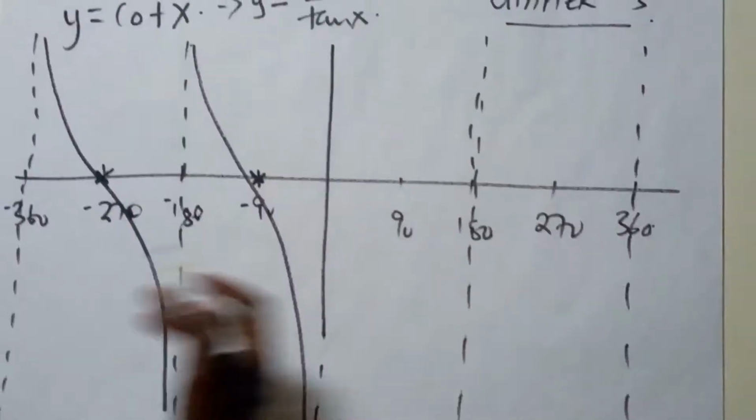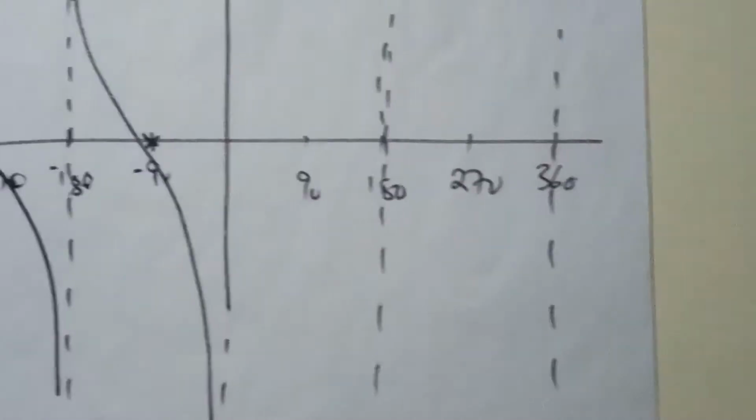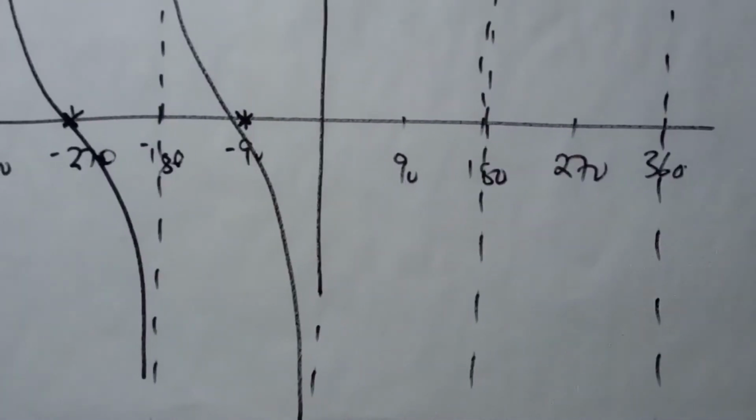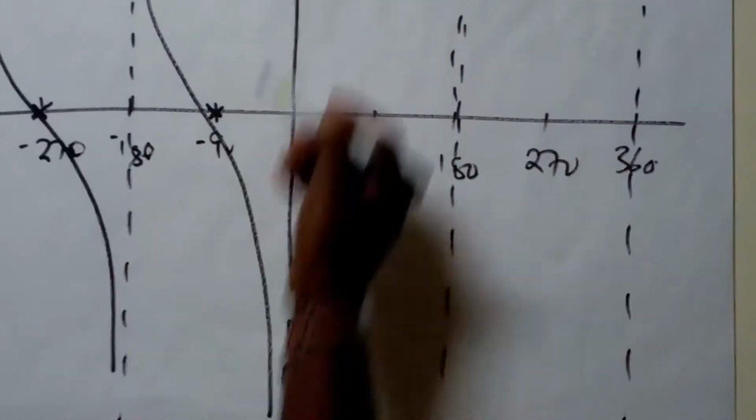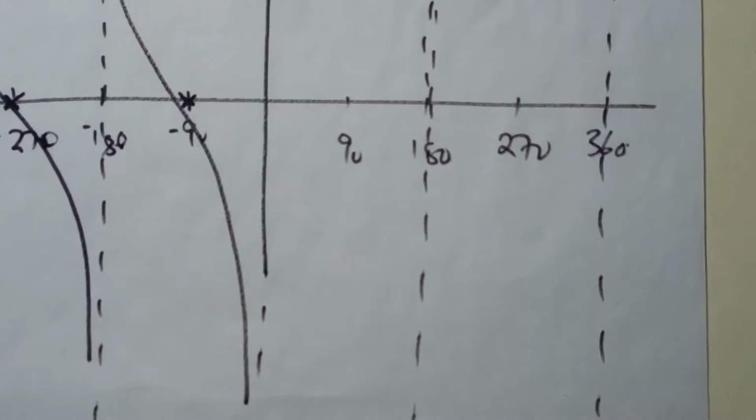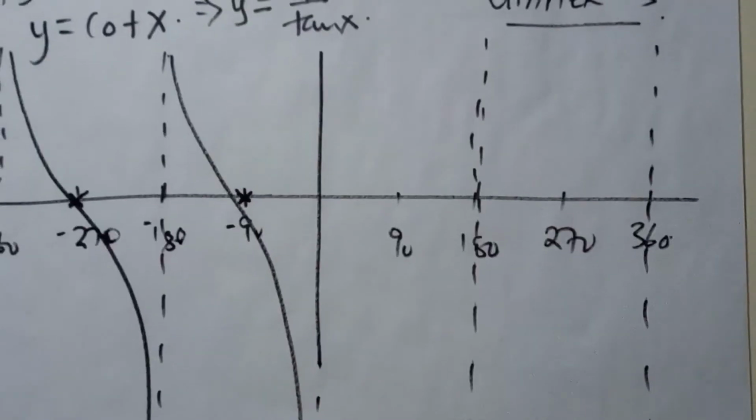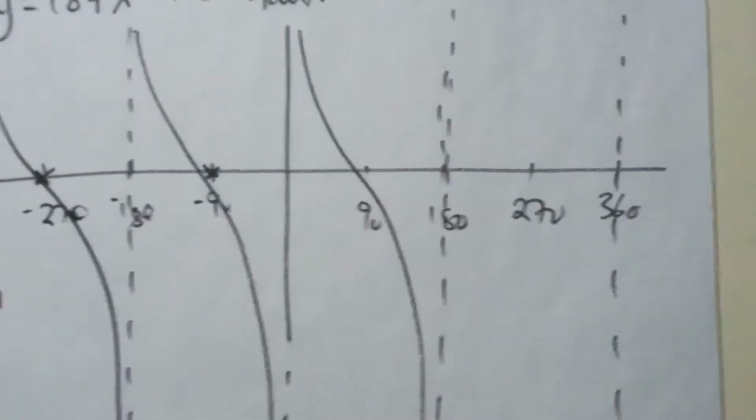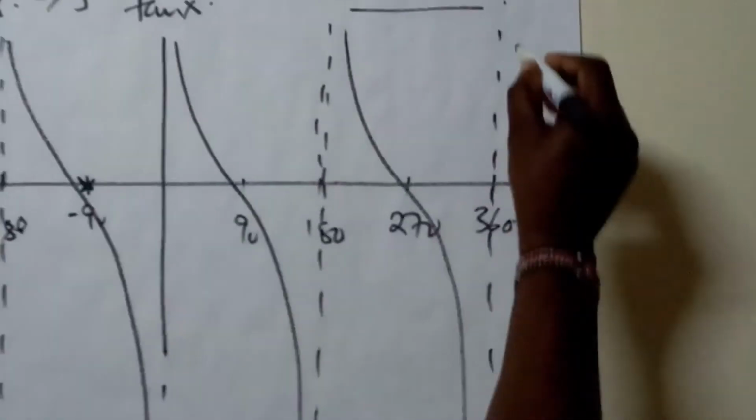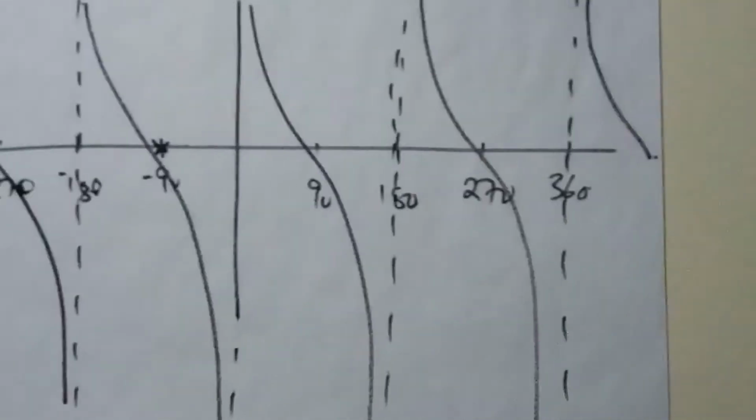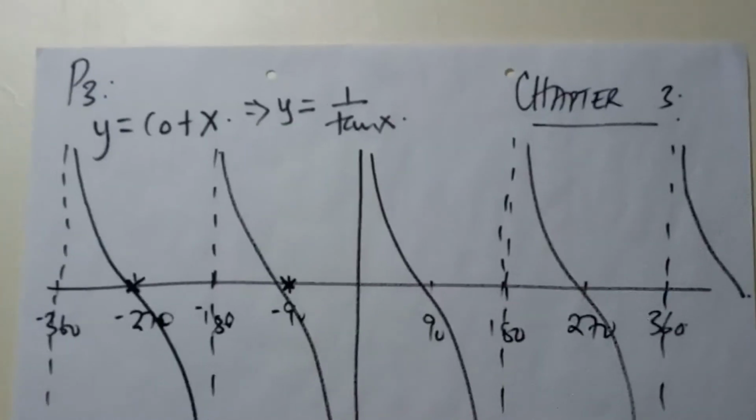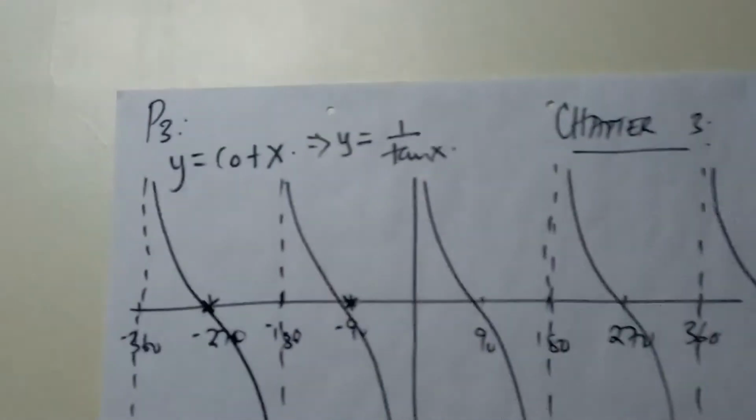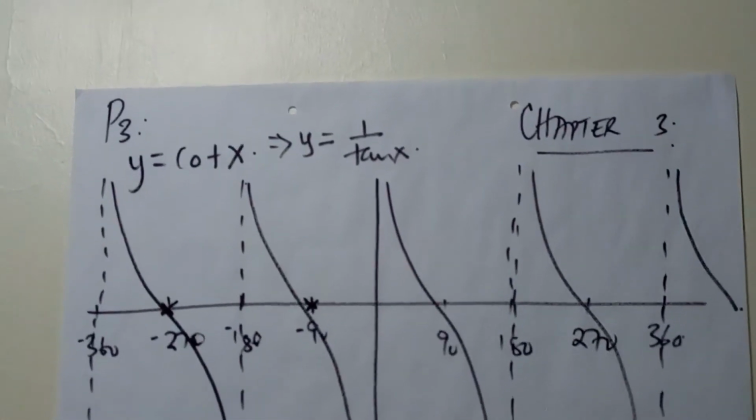But let's talk about this particular point, negative 1. The tangent of negative 1 is a very small negative number, which is negative 0.017. 1 over that is a very big negative number again. So basically, the pattern continues to repeat itself that way, and it is this particular graph that represents the graph of y is equal to the cotangent of theta.